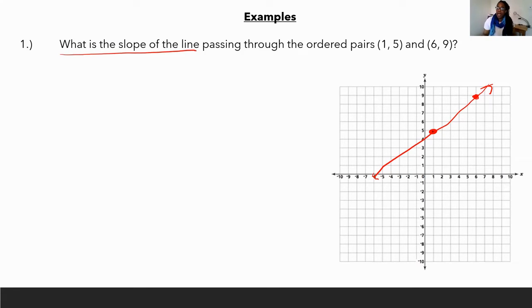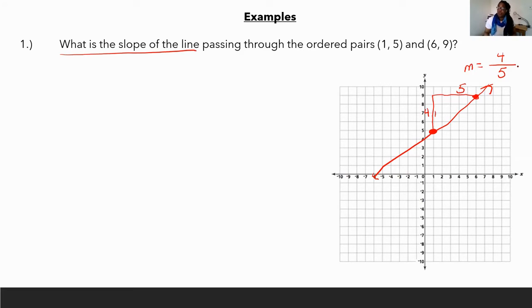So if I count, I can start from this point and go up: 1, 2, 3, 4. So I went up 4, that's a positive 4. And then I went to the right: 1, 2, 3, 4, 5. That's a positive 5. So my slope is my rise over the run. I rose up 4, and then I ran to the right. When I go to the right, it's positive. So my slope for this line is going to be 4 over 5. That's how we can find it graphically.